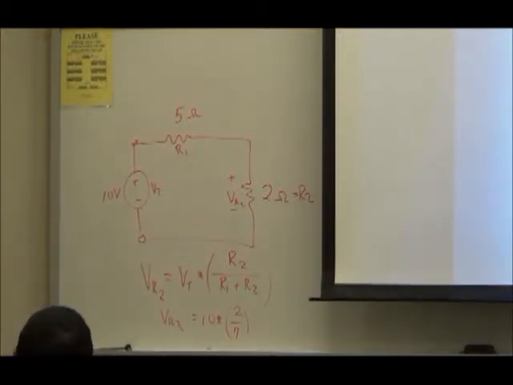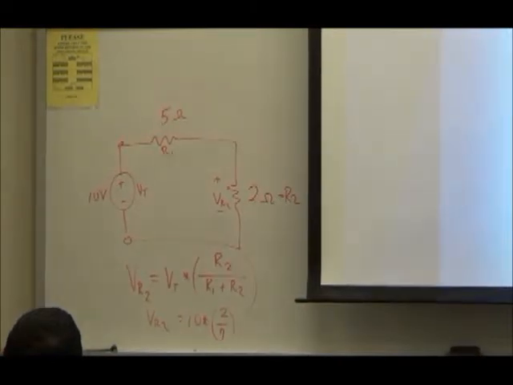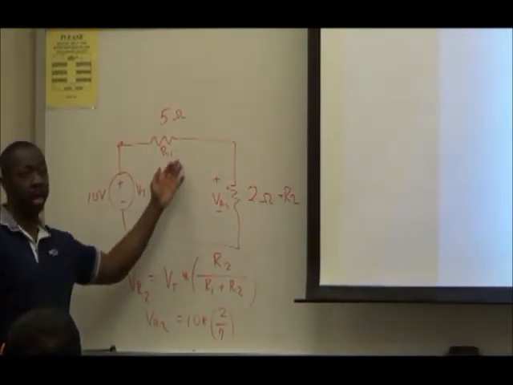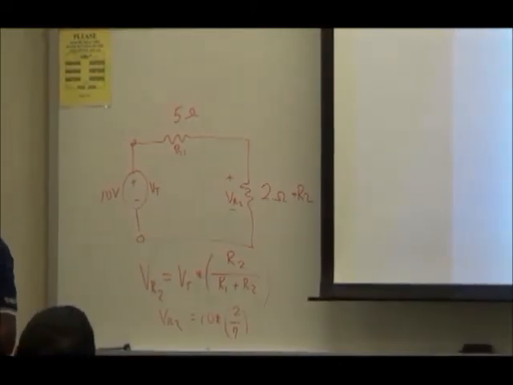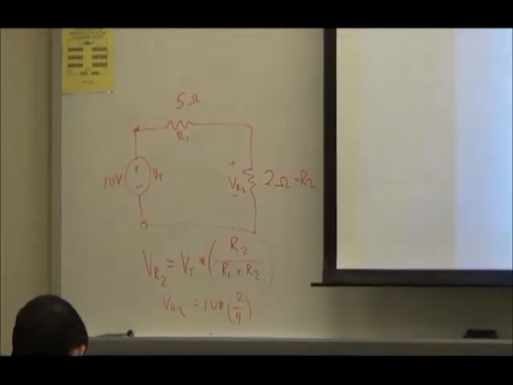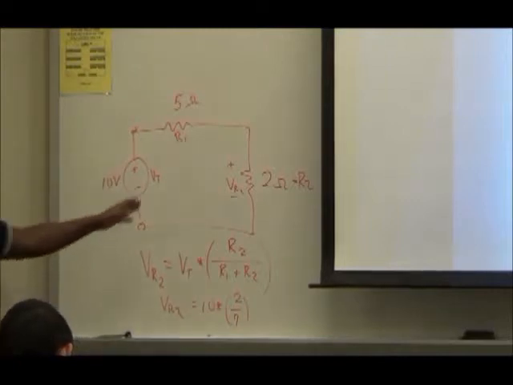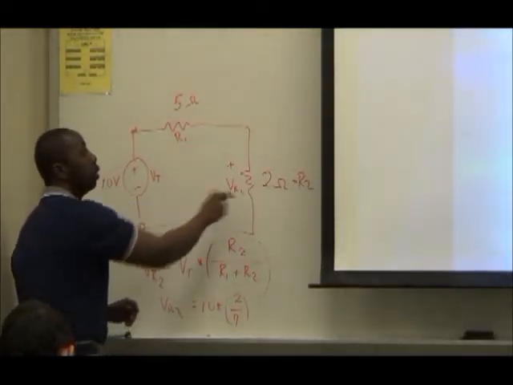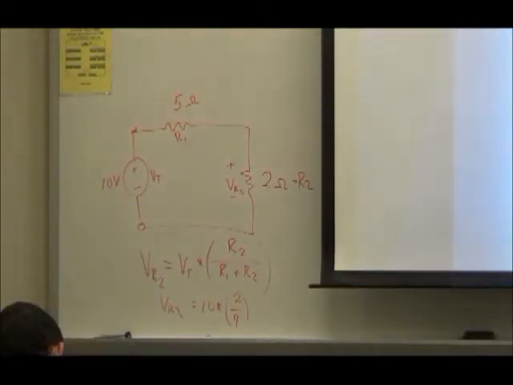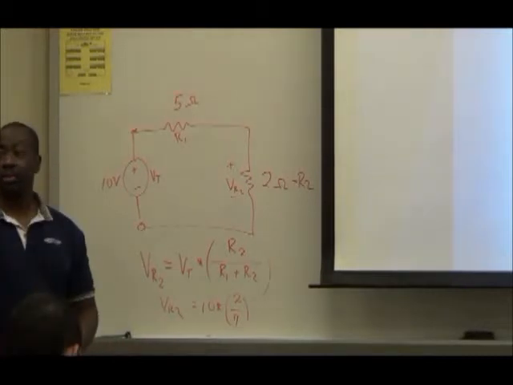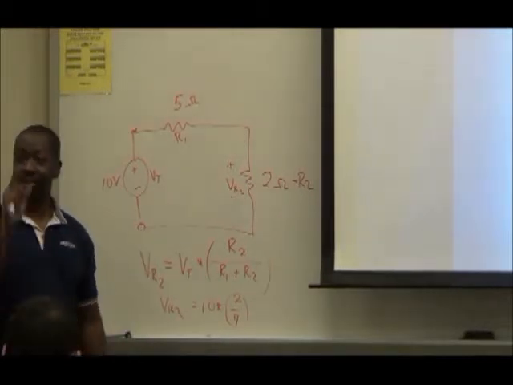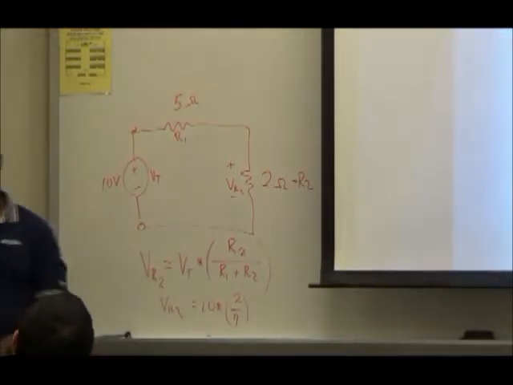Now, if it happens that these 2 components have the exact same value, then what happens is this. If you happen to see something like this on the exam, if those 2 resistors have, let's say, both 5 ohms, half of that voltage would be dropped across one resistor and the other half would be dropped across the other one.